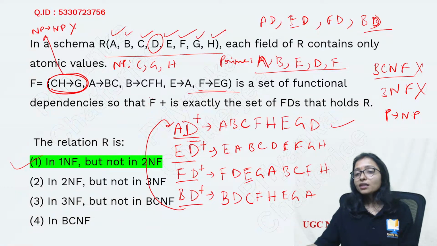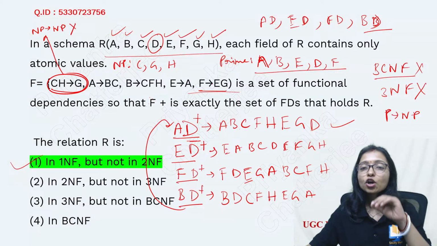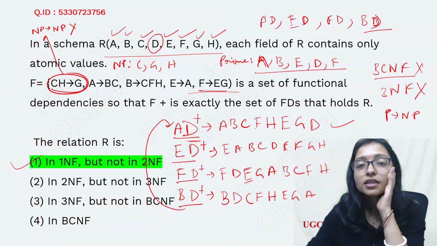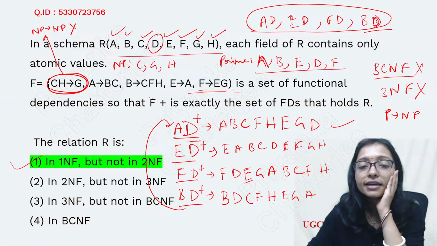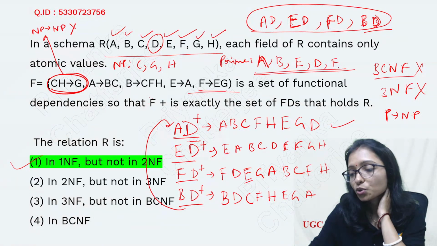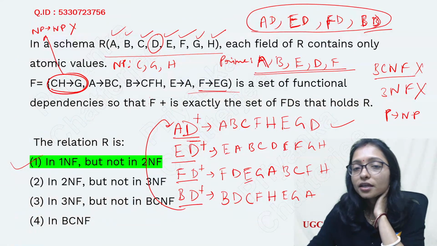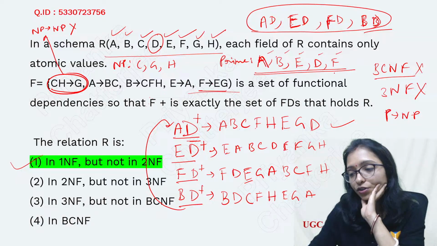See, remember one thing: D is prime because it is part of a candidate key. Prime means part of a candidate key. These all are the candidate keys here: AD, ED, FD. Parts of candidate keys are called prime attributes. That's why A, B, E, D, F, these all are prime attributes.